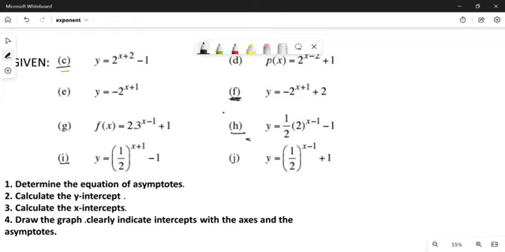Now let me take number A and number C. If we take number C, the first question says determine the equations of the asymptotes. Now here's what you need to know about exponential functions from last year. An exponential function has one asymptote. Unlike the hyperbolic, where every hyperbolic has the vertical and the horizontal, an exponential only has one.